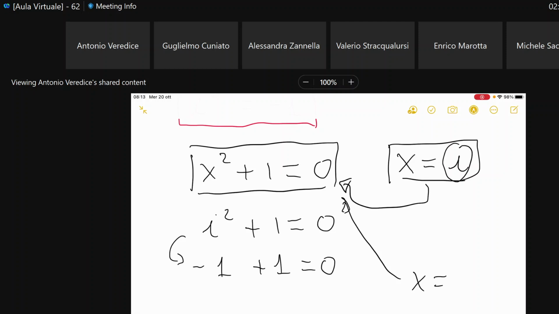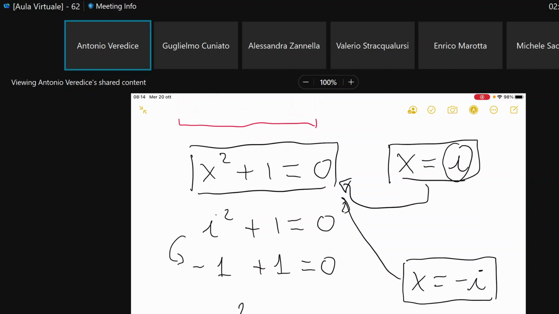The same holds for -i. Also, negative i squared is negative i times negative i. Minus times minus is plus, so plus i squared. And we already know that i squared is negative 1. Are you okay with this? So this equation has two solutions, i and negative i.